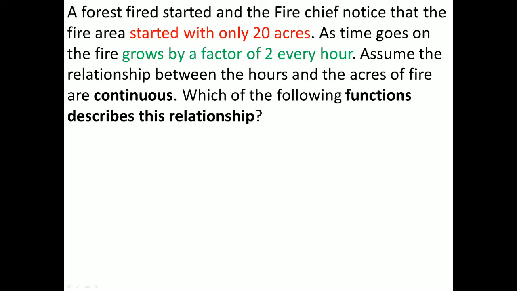Question 5 says a forest fire starts, and the fire chief noticed that the fire area starts with 20 acres. As time goes on, the fire grows by a factor of 2 every hour. Assuming the relationship between the hours and the acres of fire is continuous, which of the following functions describes the relationship? F of 0 equals 20 because it is the start of the fire, and r equals 2.